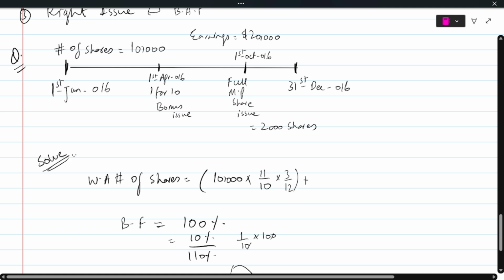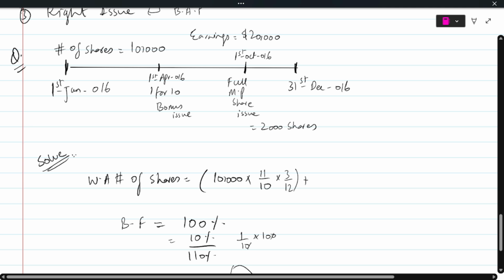Now on 1st April, the bonus issue has taken place. Remember this. On 1st April, the bonus issue has taken place. So therefore, you are not going to now multiply with the bonus factor because it has already taken place, right? So the 1 for 10 bonus issue has taken place. Now what we are going to do, we are going to say that, okay, 1 for 10 bonus issue.